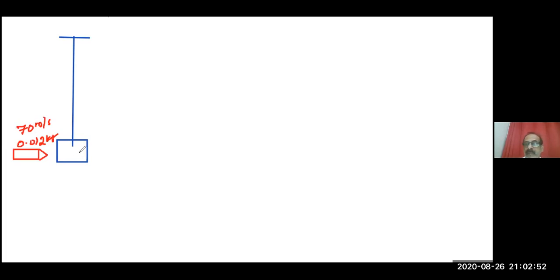strikes a block of wood of mass 0.4 kilogram and instantly comes to rest with respect to the block.